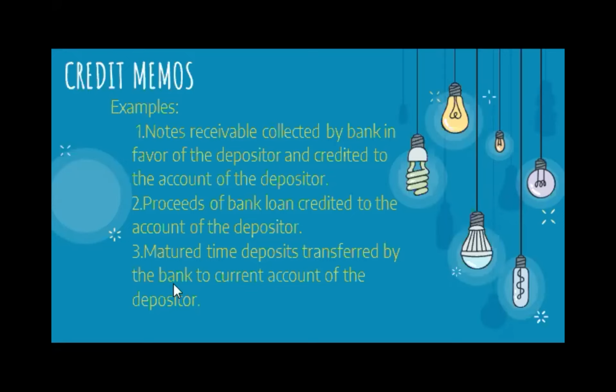Second example is proceeds of bank loan credited to the account of the depositor. Here naman, nag-loan tayo kay bangko tapos na-aprubahan na ni bangko, then automatically nag-add si bangko doon sa cash natin. So hindi pa natin alam yon, not until na ino-notice tayo ni bank again. So third, matured time deposits transferred by the bank to a current account of the depositor. So here naman pag may time deposit tayo na nag-matured, automatically sometimes nagre-record na si bangko na hindi natin alam. So that is why pag nagbigay na si bangko ng credit memos, dun pa lang tayo mag-a-add.